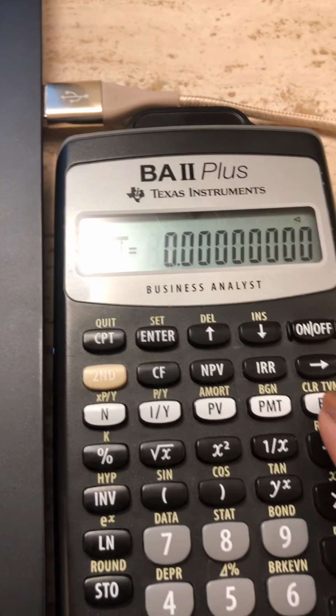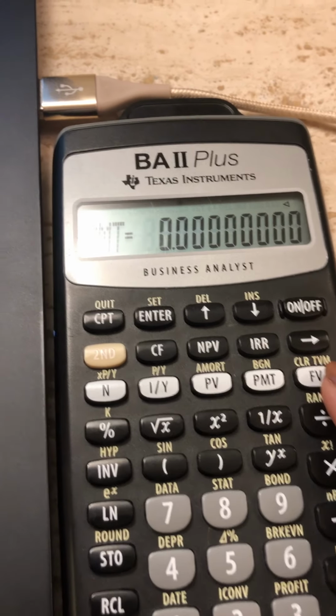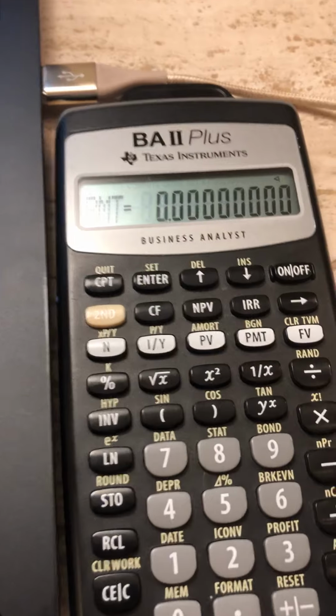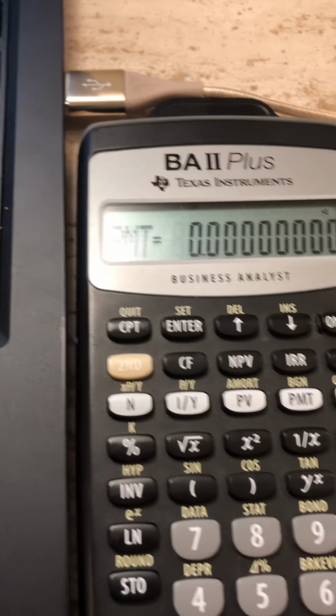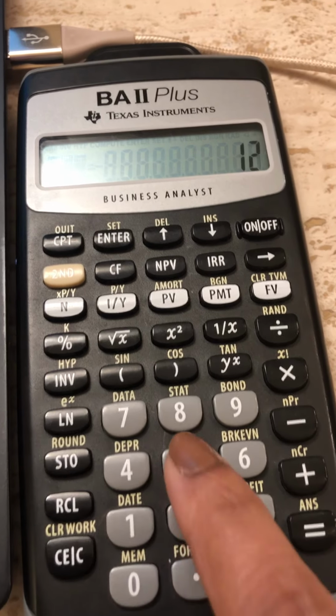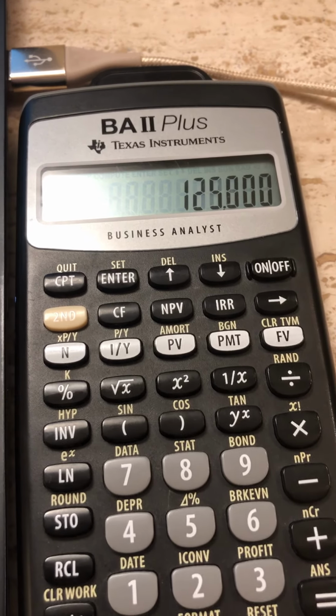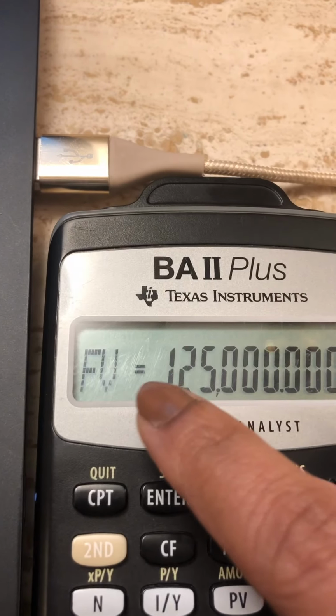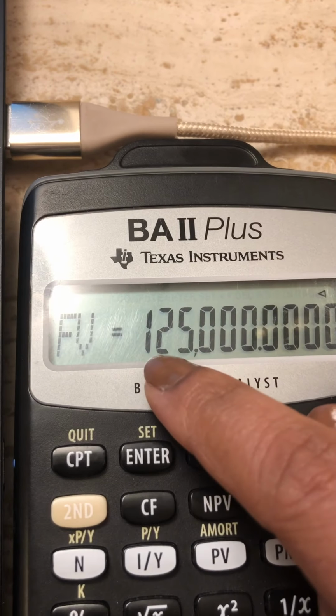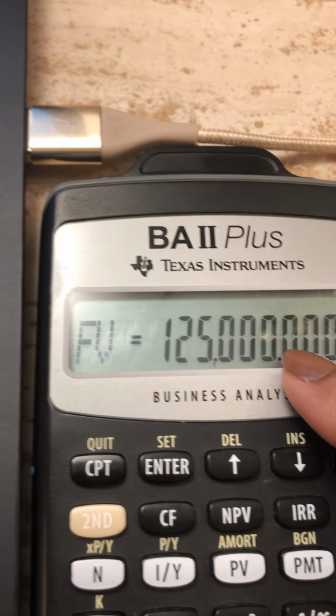Then I have a future value of 125,000. This can be positive because my PV has been negative. So I have 125,000, then hit the FV button, essentially setting my future value to 125,000.